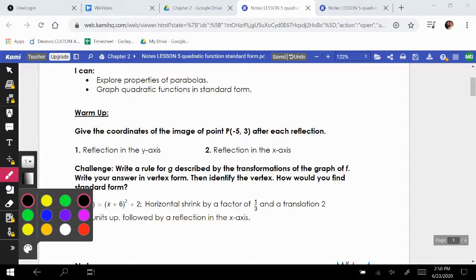Hi everyone, today we're going to be exploring properties of parabolas. We're also going to be graphing quadratic functions in standard form. For the warm-up it says give the coordinates of the image of (-5, 3) after each reflection.